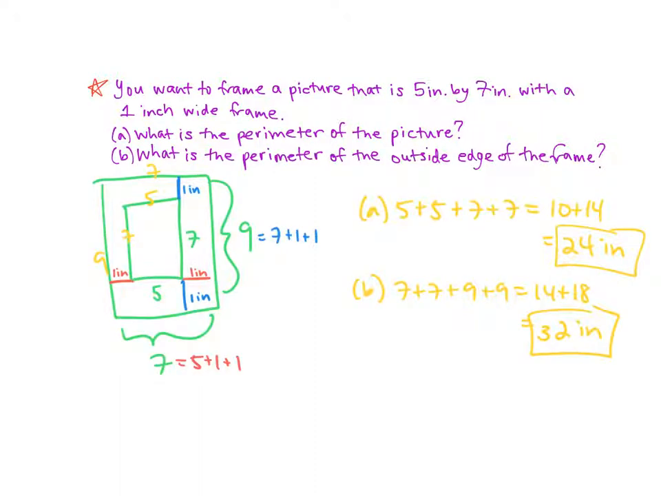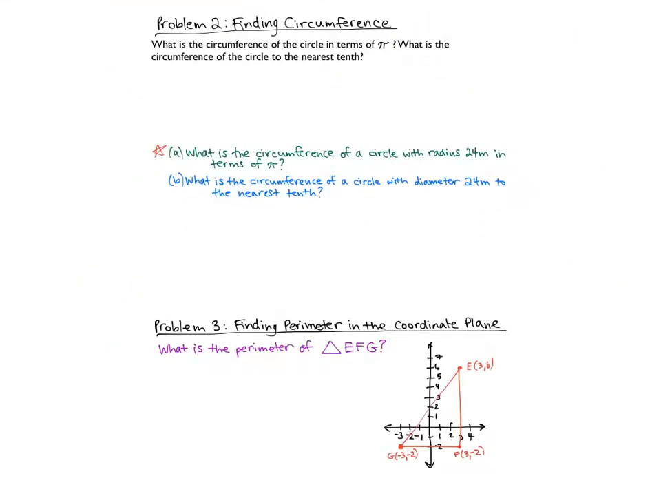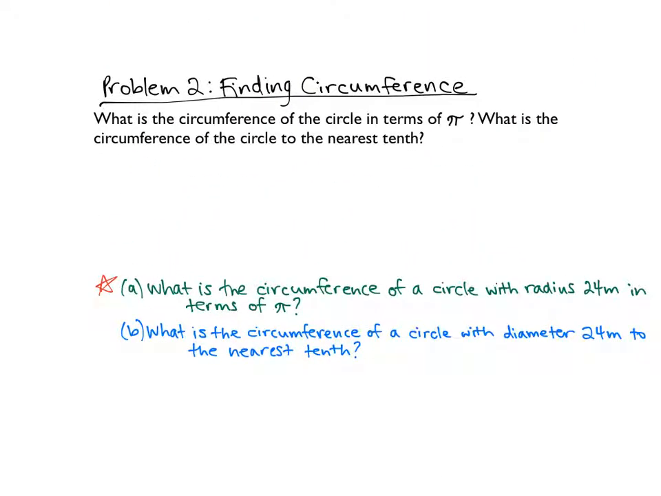Okay, so here for A, the perimeter of the picture is 24 inches, and the perimeter of the outside edge of the frame is 32 inches. So hopefully you got that. Check your answer and check my solution if you didn't. All right. Moving on. To the next slide, finding circumference.